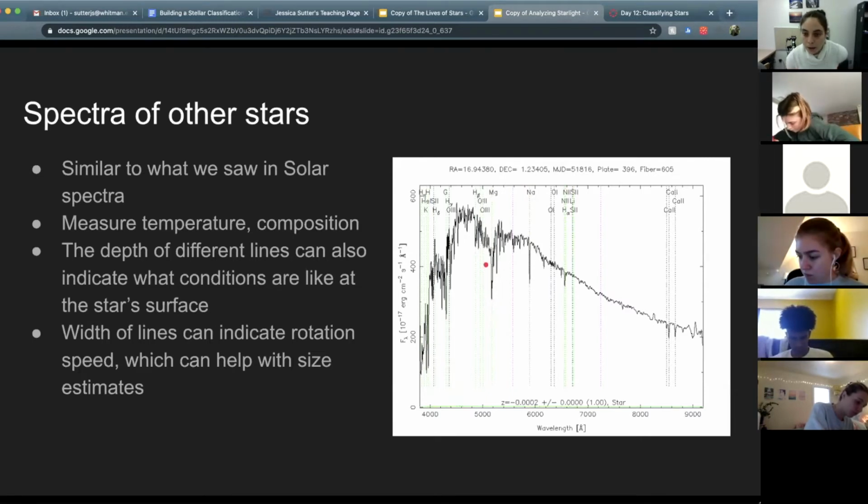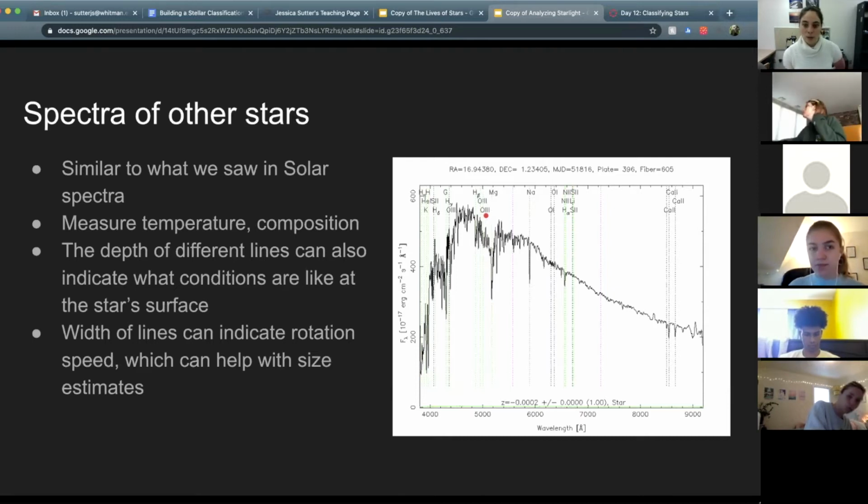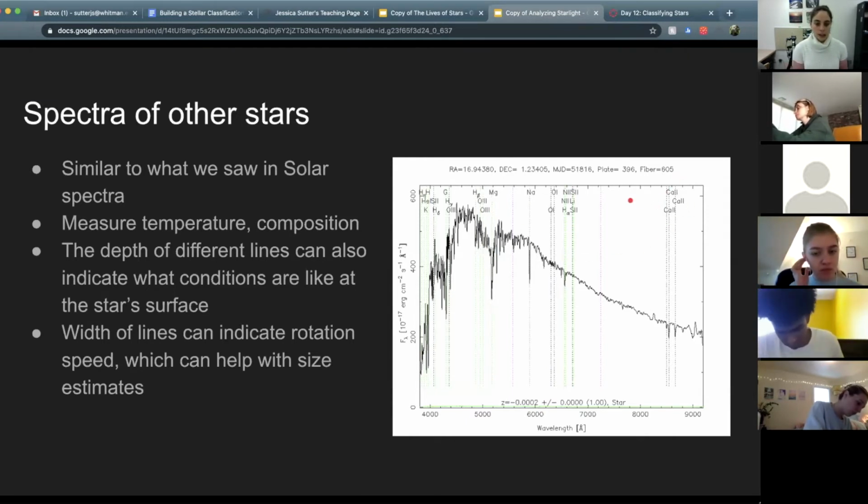Another couple little notes on notation. If you see Roman numerals next to an element, like O3, that means it is an ion of that element, so it has been ionized and lost some of its electrons. So O3 would be doubly ionized oxygen. Not super important, but just a little note on what that means. We can also see there are calcium lines, which give an idea of what things are in a star's atmosphere.